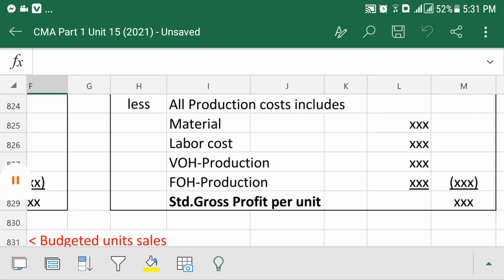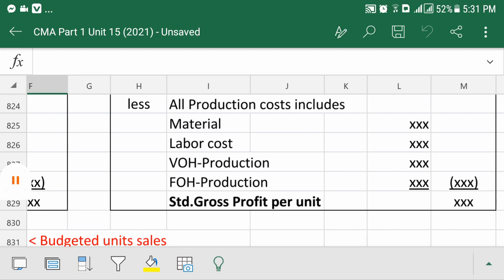It is unfavorable. Why? Because here is the actual and below is the standard, and the standard is greater than the actual. If your actual sales revenue is less than the standard, then definitely it will be unfavorable. So the total price variance is unfavorable by 130.